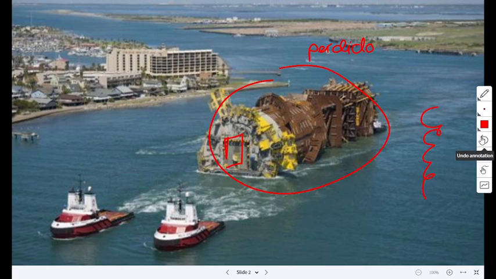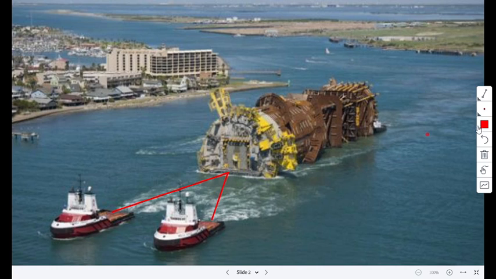As you can see, there are two tugboats pulling this oil platform. Tugboat A and tugboat B. You cannot see their ropes because their ropes are submerged underwater. This is the rope of tugboat A and this is the rope of tugboat B.